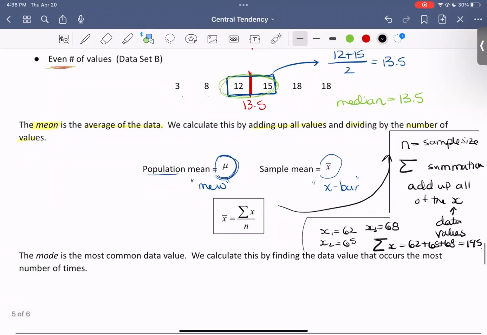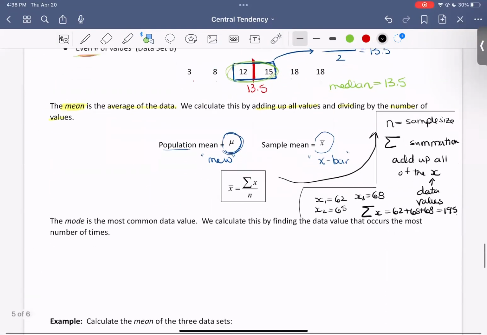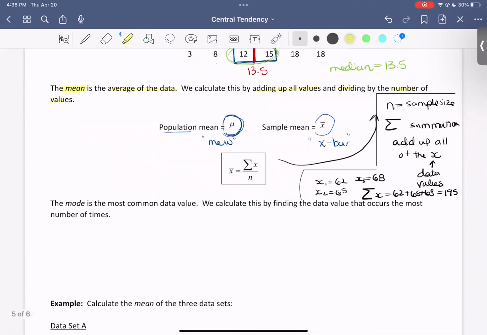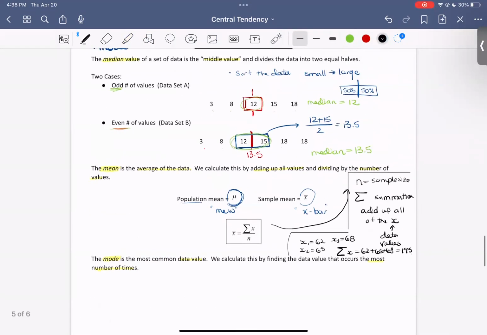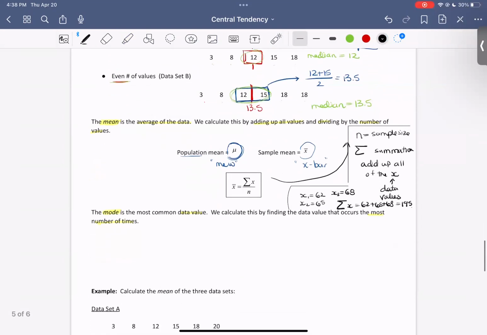All right, so let's go ahead and do one more measure of central tendency, and then let's look at an example of computing an average. So lastly, we're going to look at the mode. The mode is the most common data value in a data set. We calculate this by finding the data value that occurs the most number of times. So let's find the mode for one of our data sets in the above cases.